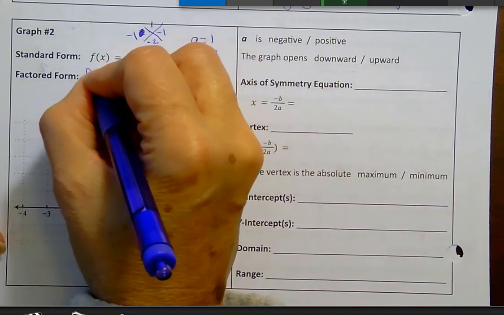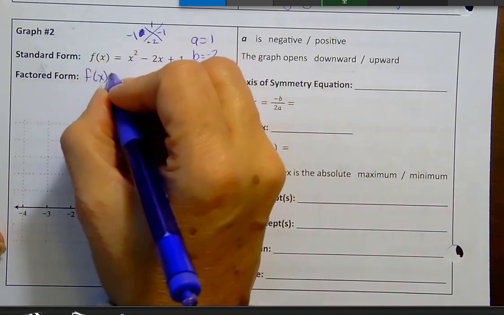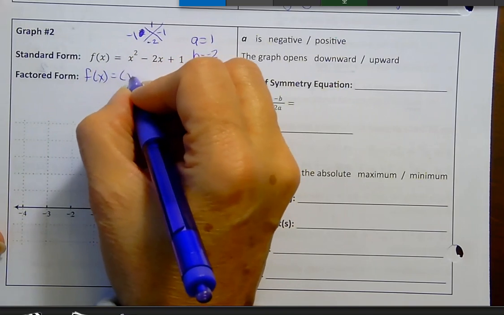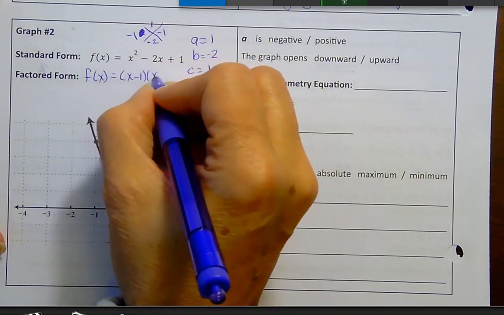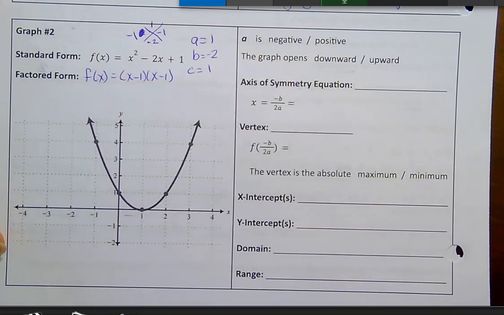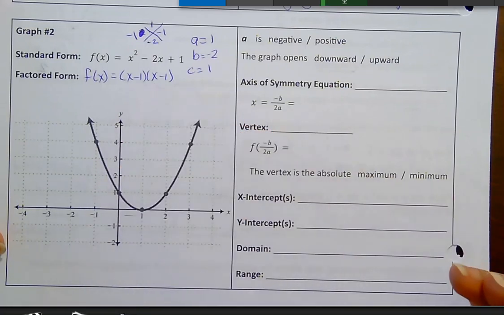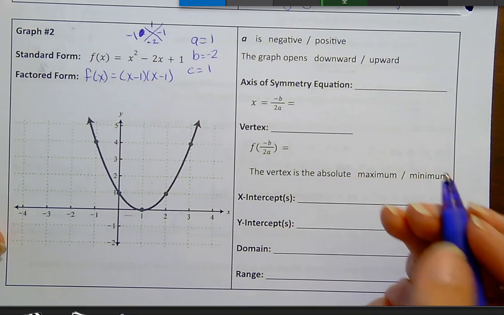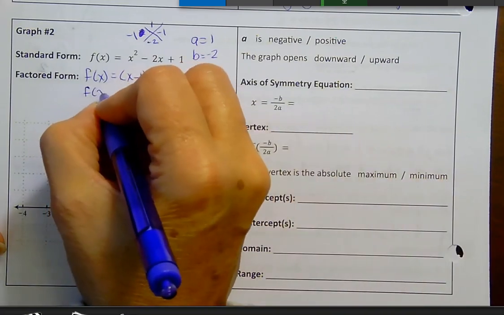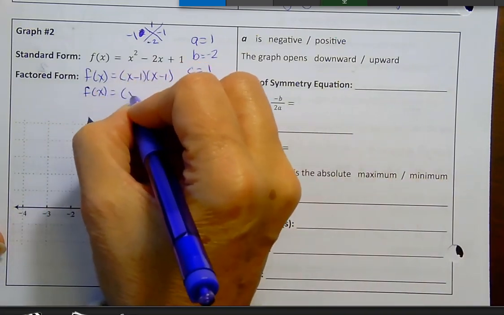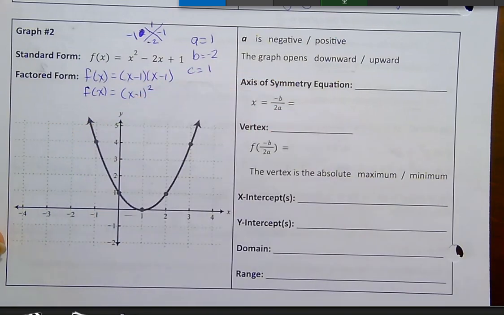So I can rewrite this in factored form as f of x equals x minus 1 times x minus 1. But there's an even more efficient way. Notice how it's the same exact factor times itself. Well, that's something squared. So the factored form is f of x equals x minus 1 squared. That's it. There's only one binomial that we need.